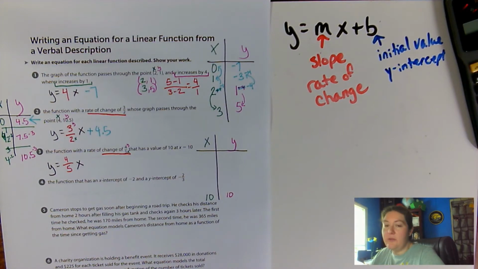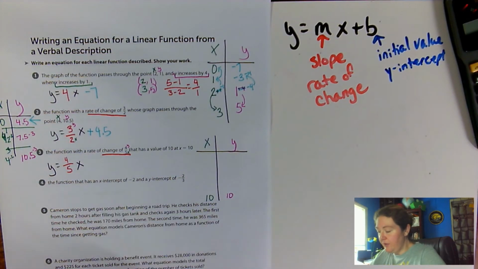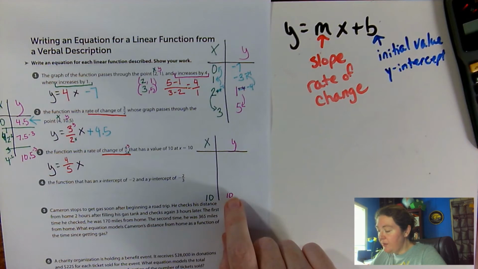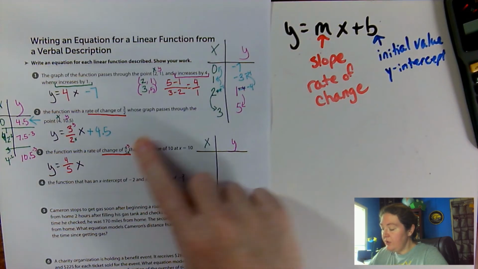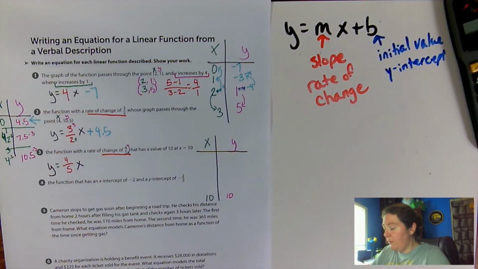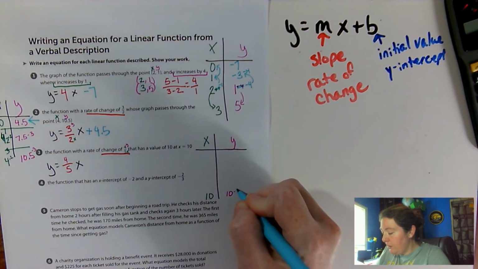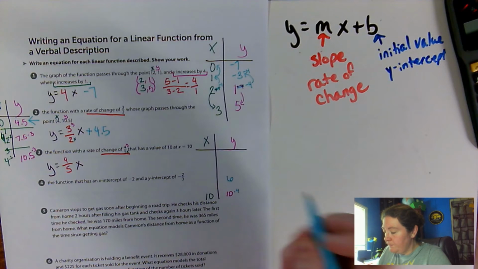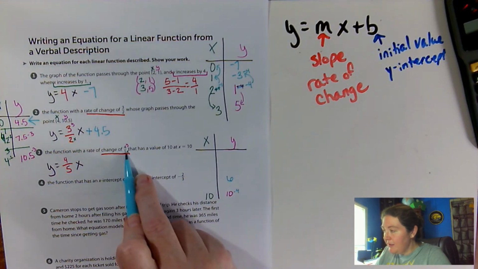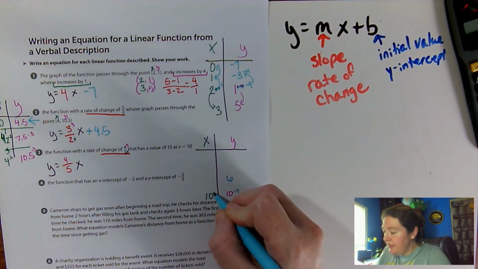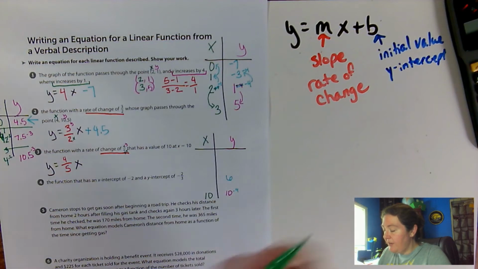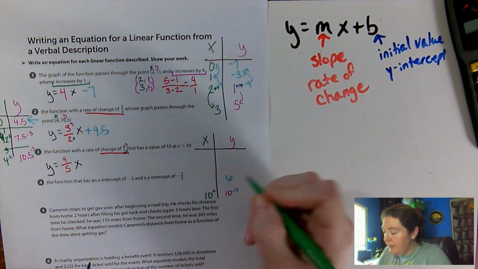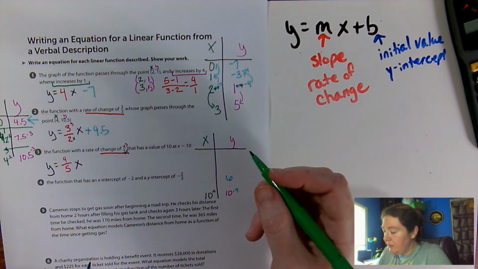So, let's count backwards. Let's do the opposite of my slope to figure this out. So I know that my y is going to change by 4. 10 minus 4 is going to give me 6. My x is going to change by 5. 10 minus 5 is going to give me 5.